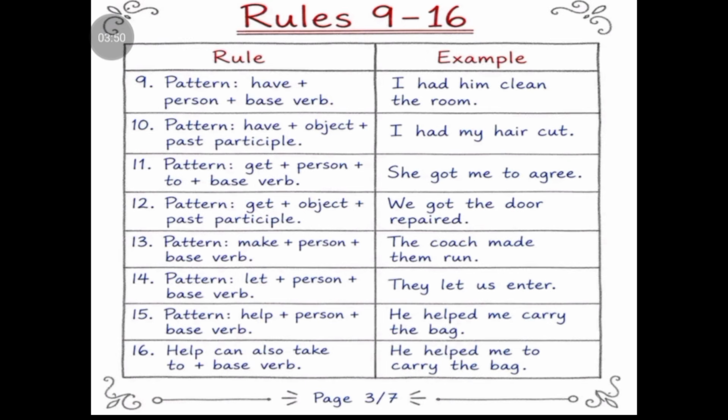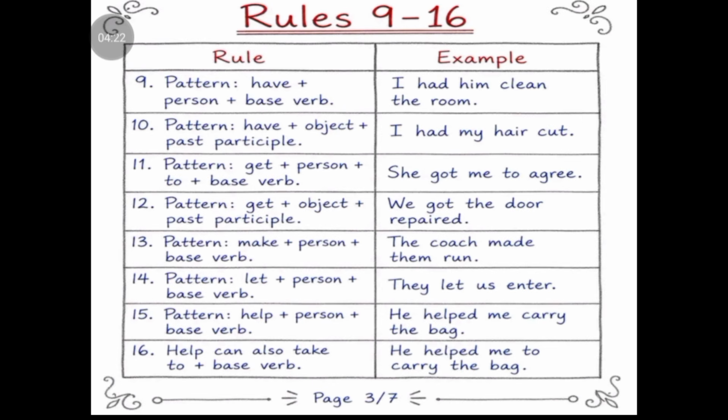Number 10, pattern: have plus object plus past participle. That means it can have different patterns. For example, you can say, I had my hair cut. So had is the form of the verb have. The object is my hair. And then cut is the verb in past participle, as you can see.